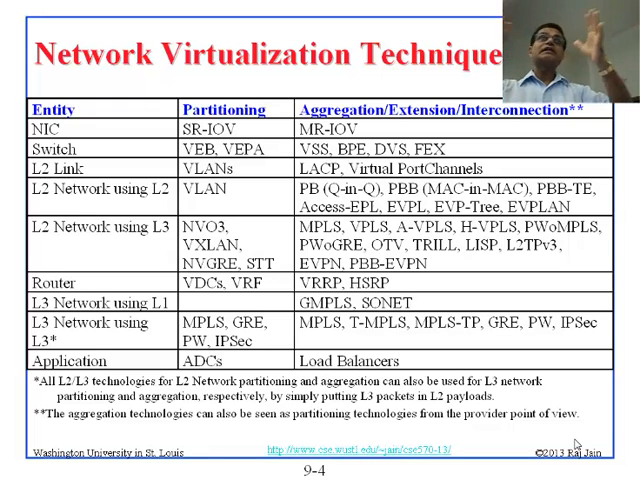Multiple tenants. Partitioning. Second is aggregation. You take several little pieces and make a big one. Because your application is too big, because you want to make a big data center, you take many little data centers and make a big one. So there are two ways to virtualize. One is partitioning, second is aggregation. We also call that sometimes extension, sometimes interconnection.